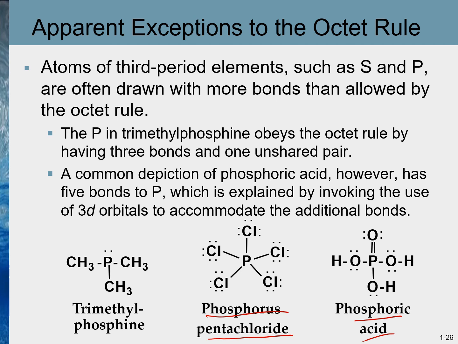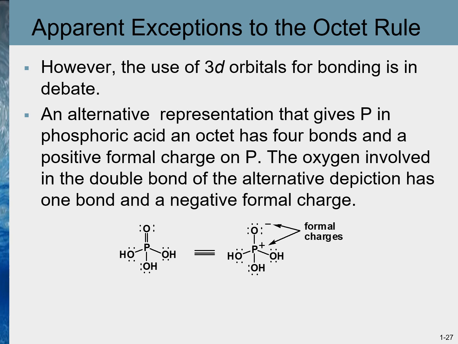The common depiction of phosphoric acid, however, has 5 bonds, and these extra bonds are explained by invoking the use of 3d orbitals to accommodate the additional bonds. However, the use of 3d orbitals for bonding is in debate. An alternative representation that gives phosphorus in phosphoric acid an octet has 4 bonds and a positive formal charge on phosphorus and a negative formal charge on oxygen.